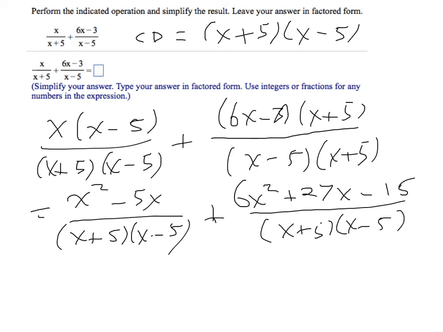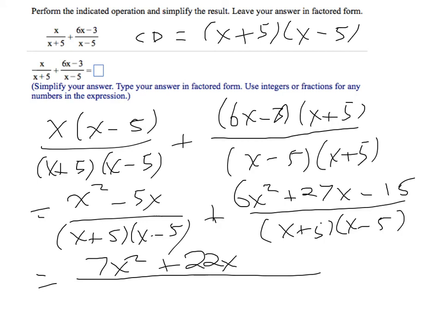And so now I can combine like terms in the numerator. I have x squared plus 6x squared, so this x squared, 6x squared, is 7x squared. I have 27x minus 5x, so that's 22x. And then I have minus 15. And my denominator is x plus 5 times x minus 5.